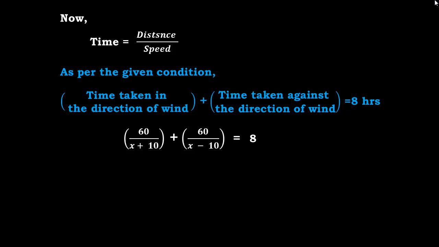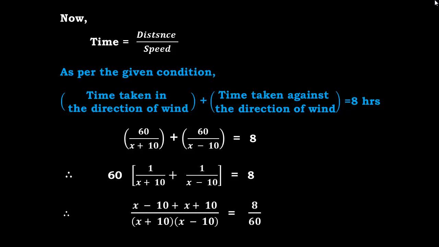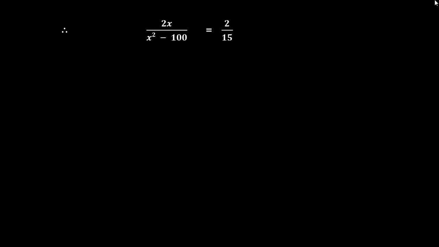Now we can solve this. First we can take 60 common. In bracket we have 1 upon x plus 10 plus 1 upon x minus 10 is equal to 8. Now we can solve this bracket by making the denominator the same and cross multiplication. So x minus 10 plus x plus 10 upon x plus 10 into x minus 10 is equal to 8 upon 60. Plus 10 minus 10 get cancelled, x plus x is 2x upon x square minus 100 is equal to 2 upon 15.